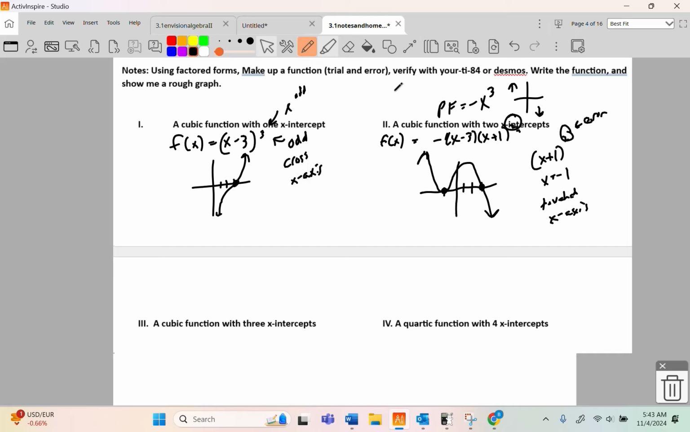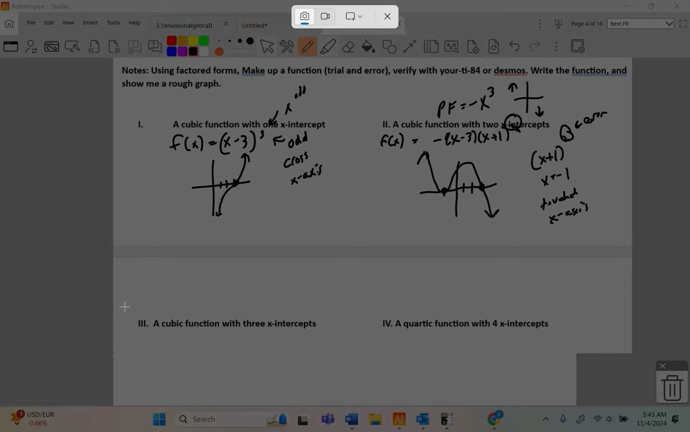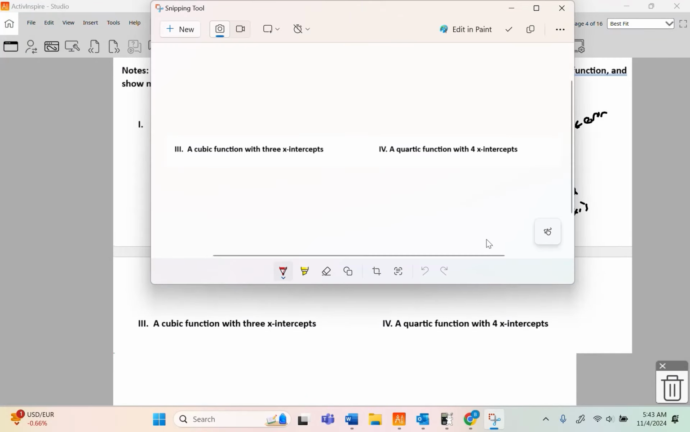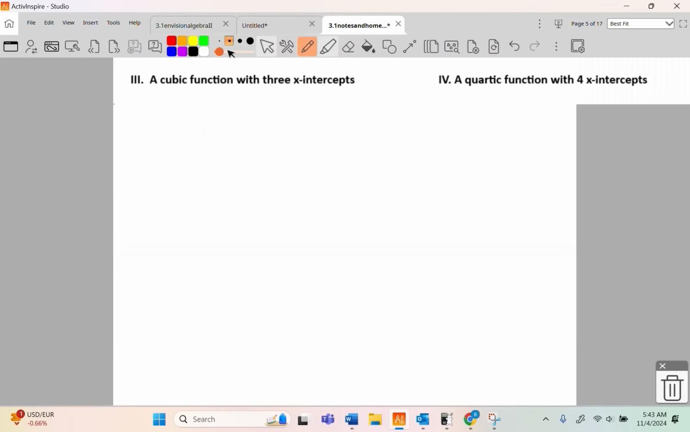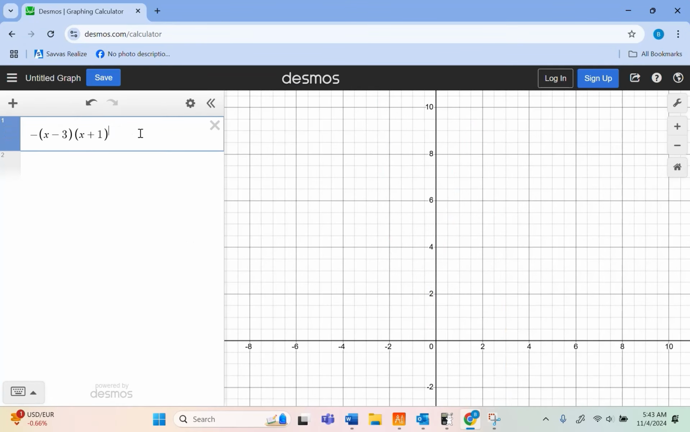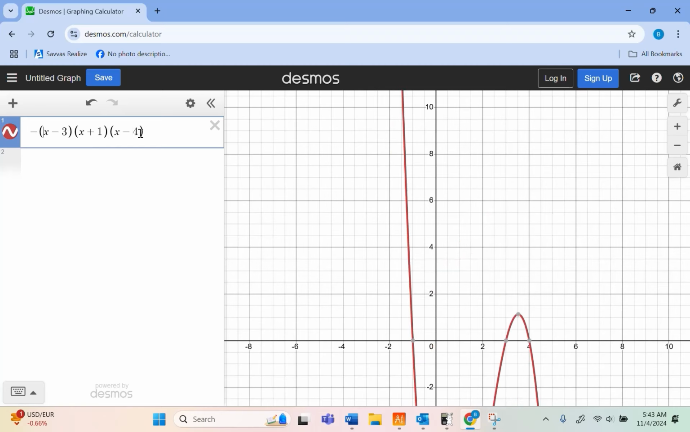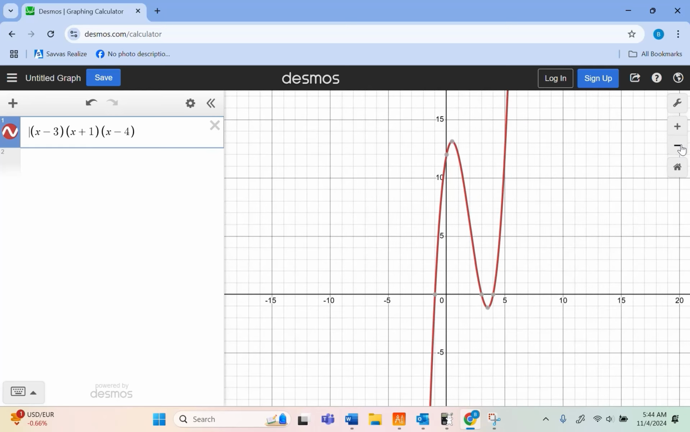All right, a little more notes. A cubic function with 3 x-intercepts. Might give myself some more room here. So if I want to have 3 x-intercepts, I can delete that square, and I'm just going to introduce something else. I'm going to make this one positive so that it starts low and ends high. And there she is. X minus 3, x plus 1, x minus 4.